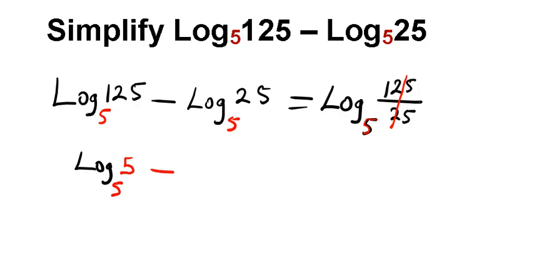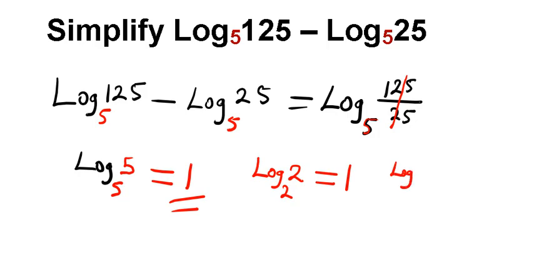Then whenever you have a logarithm and that logarithm has the same base, it's going to be 1. So here the answer to this is now equal to 1. For instance, log to base 2 of 2 is equal to 1. You can also have log to base 5 of 5 is also equal to 1. So that is the rule. Let's check out the second question.